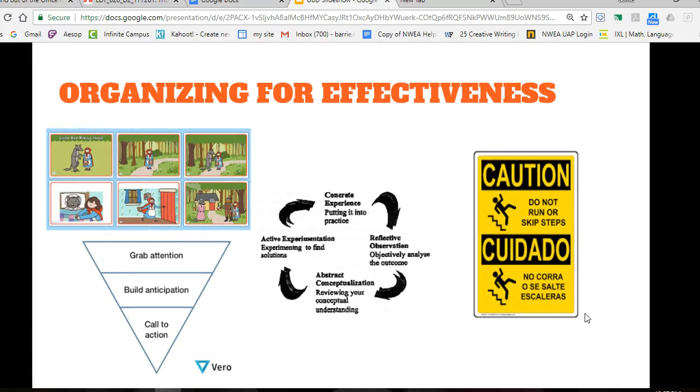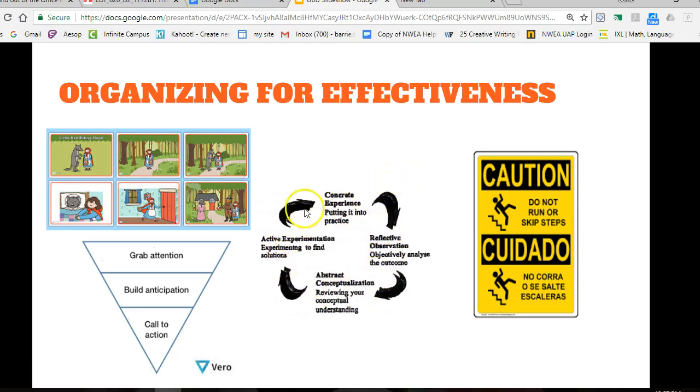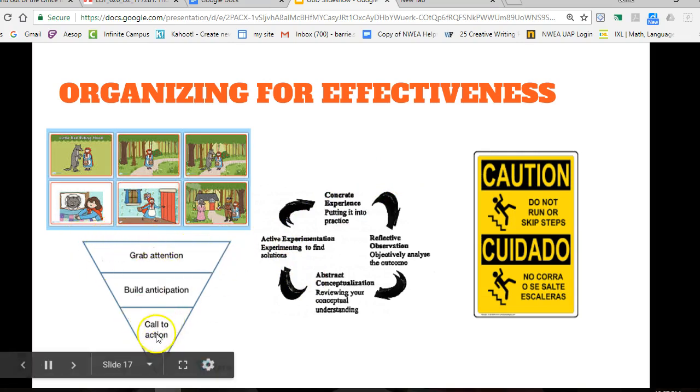And then organizing for effectiveness. And most of us know that you take a concrete idea, you reflect on it, you add some abstractions, and then you experiment with it and demonstrate at the end. But what I want to draw attention to is to start with the big idea and move to a more narrow topic, and that's what we'll be doing in this project.